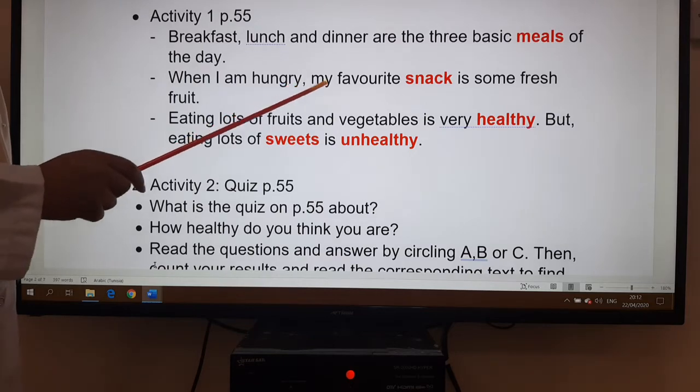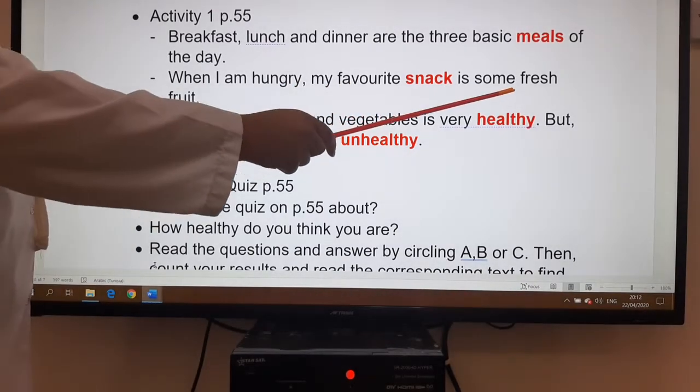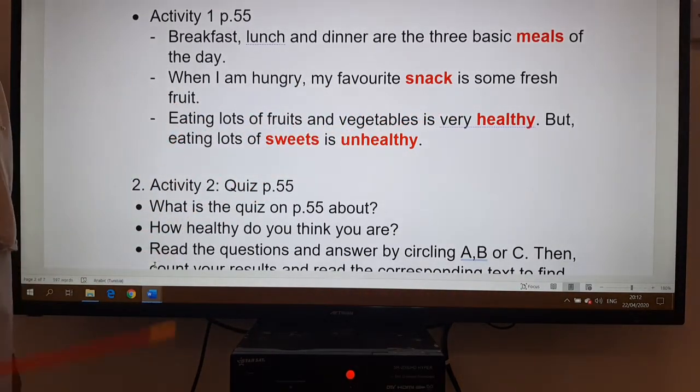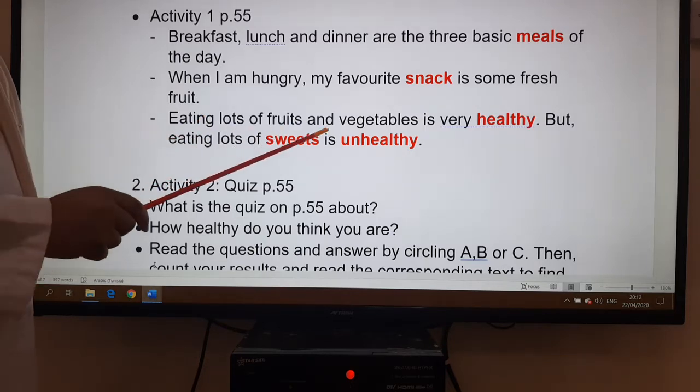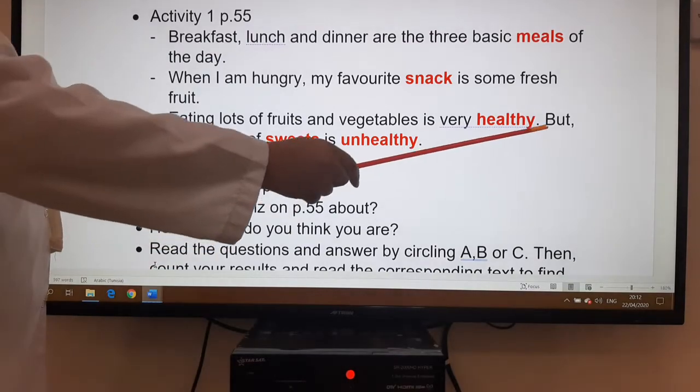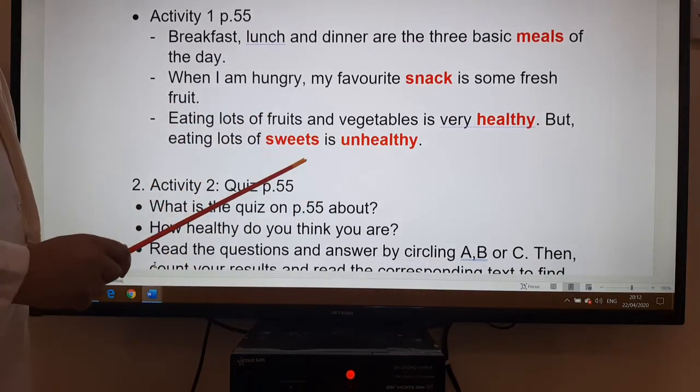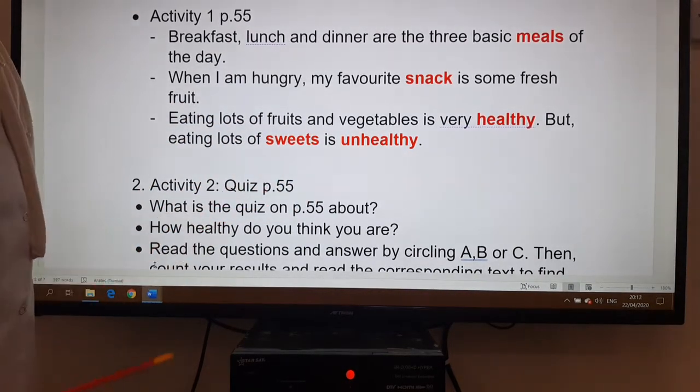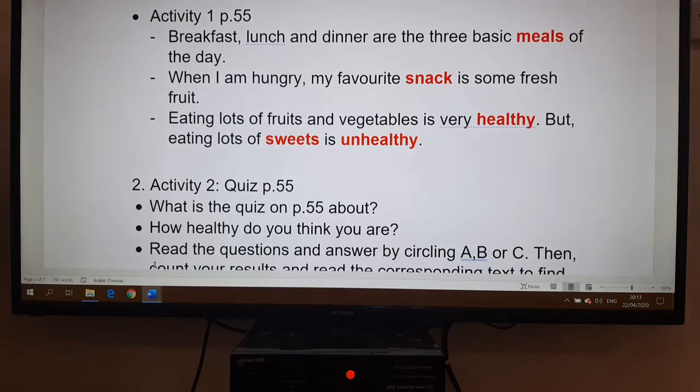When I am hungry, my favorite snack is some fresh fruit. A snack, for example, you can take one in the morning at 10 o'clock and one in the afternoon at about 4 or 5 o'clock. Eating lots of fruits and vegetables is very healthy, but eating lots of sweets is unhealthy. Then we move to the quiz on page 55.